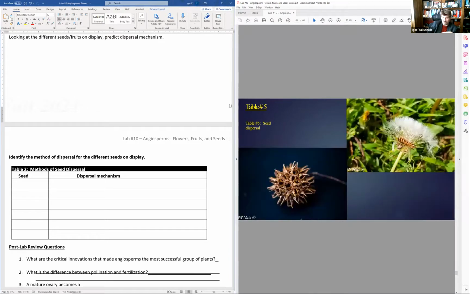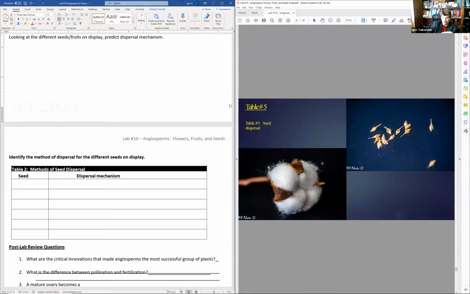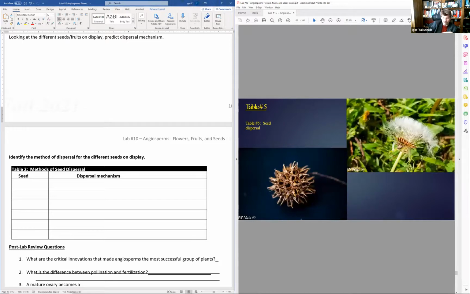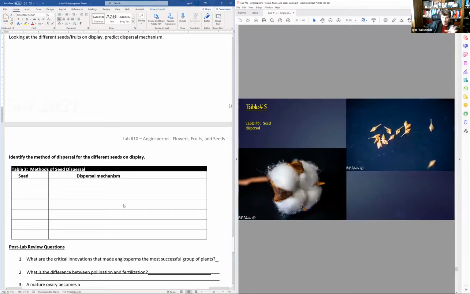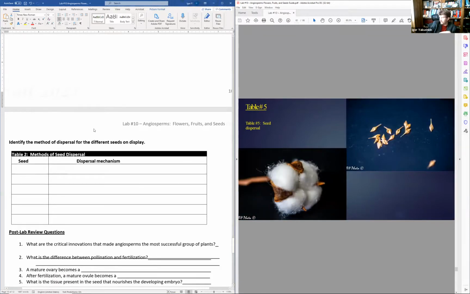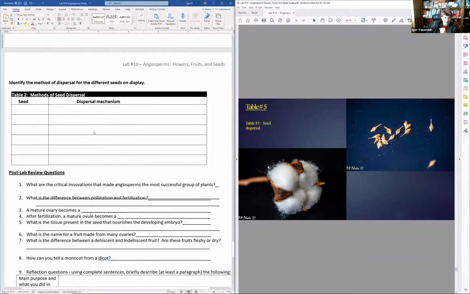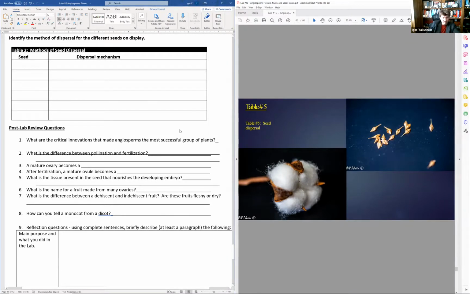So dandelions, wind. Sweet gum, that one known as a sweet gum, could be air, could be wind, could be animals. Here we have some of the wind ones, so it's up to you what you will put in the dispersal mechanism. Just kind of understand the logic behind it. Make sense? All right, and now our lab review questions. We are doing fairly well.